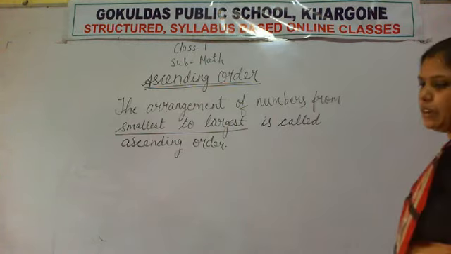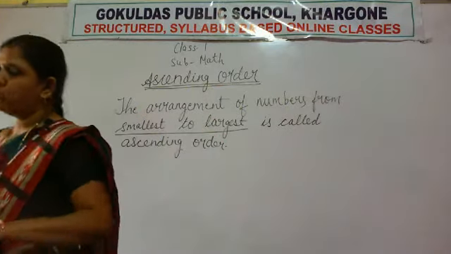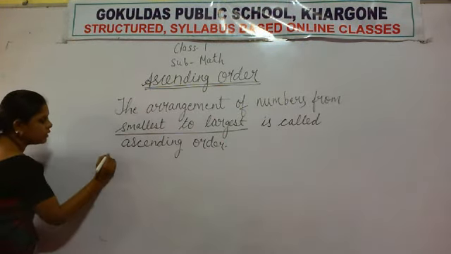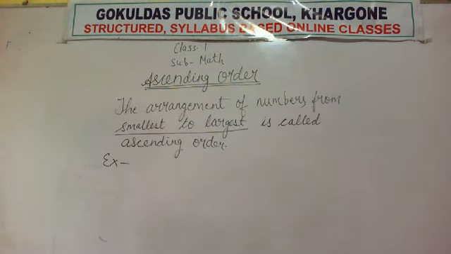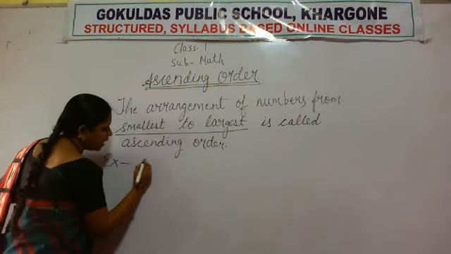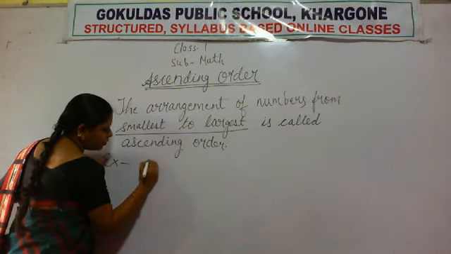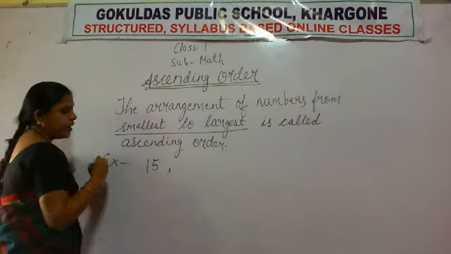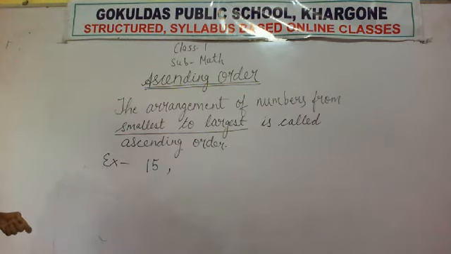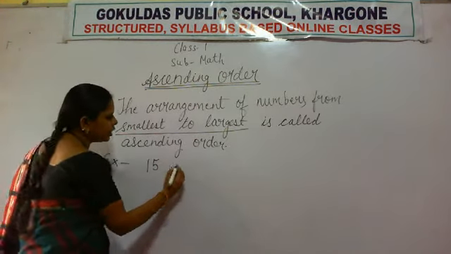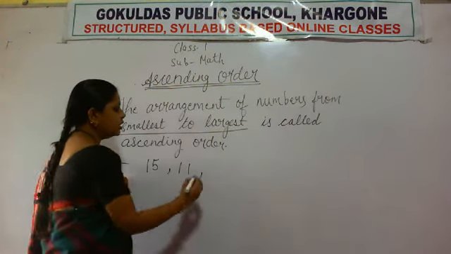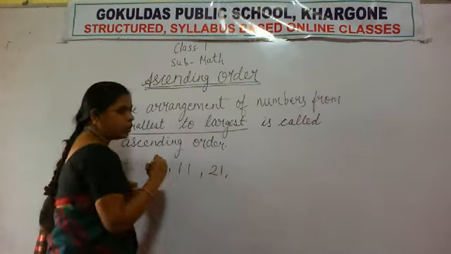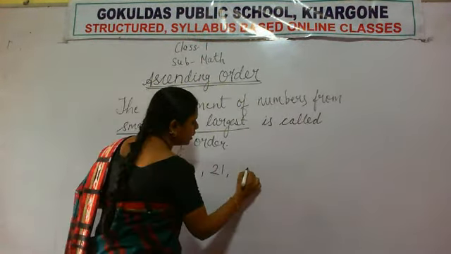Okay, I hope all of you have written. Now we will write one example also. So write EX for example. Now write the numbers with me. Write 15, then put a comma. Write 11, then put a comma, then write 21, then put a comma, then write here 8.